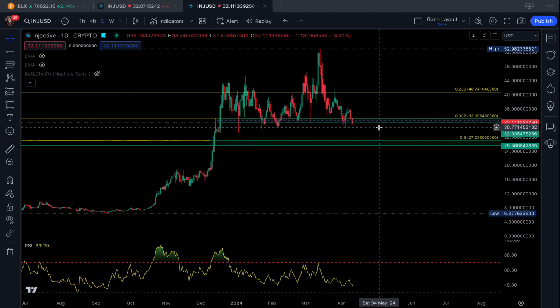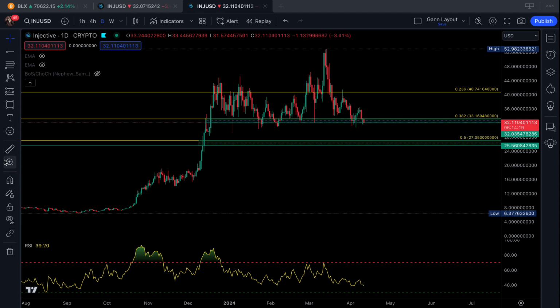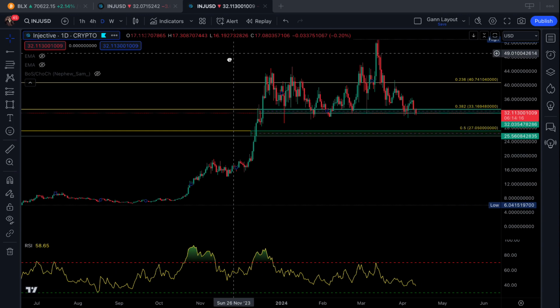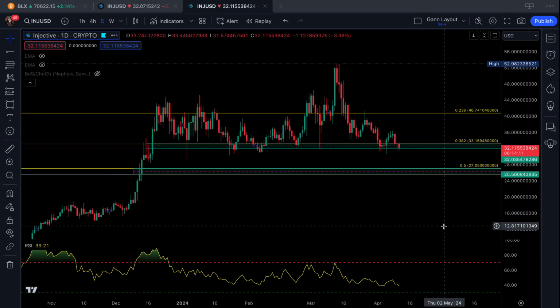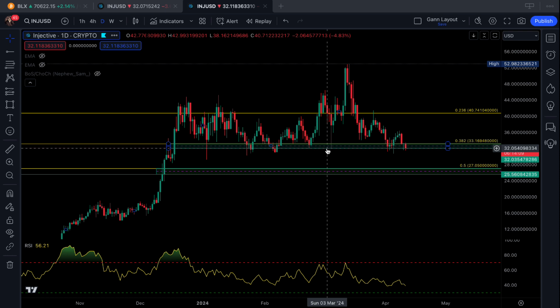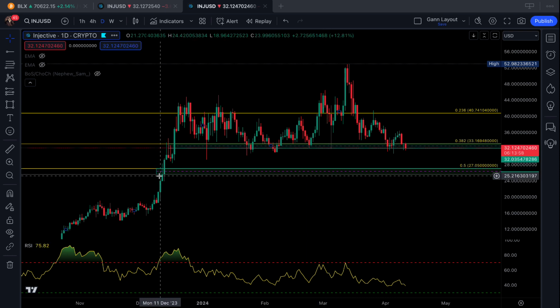Okay, so you don't want to be too bearish when the asset is at support. It just has to be clear. But let's say what happens if Injective drops below 32. If it drops below 32, next station is 27. Let's say $25 is the high volume node support, and 27 is the 0.5 fib retracement, which usually is the strongest support.